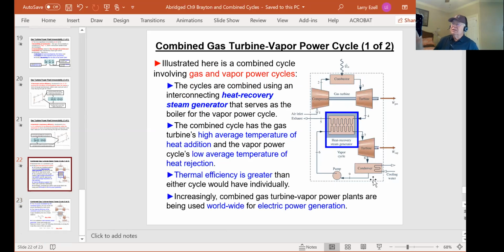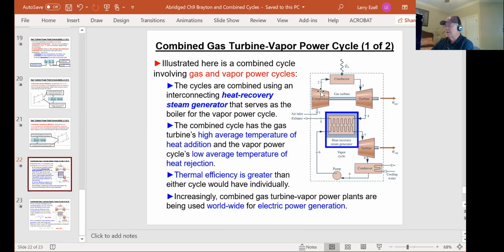Okay, these are the last two slides, but they're the most important slides of the whole thing. This is the combined cycle. So here's what we have. Let me get myself out of the way. All right. Here's our Brayton cycle, air turbine cycle.